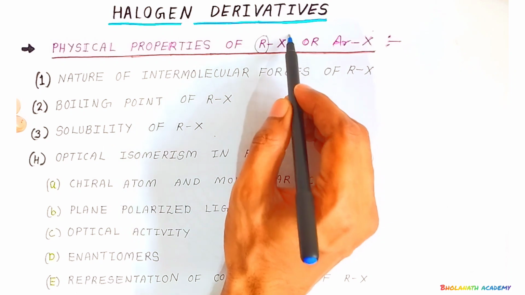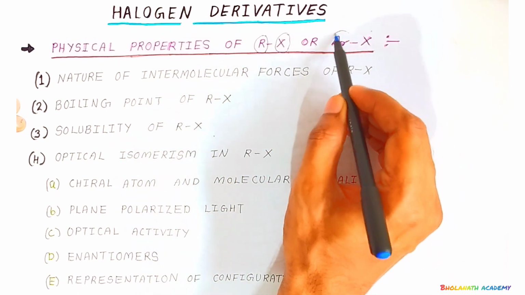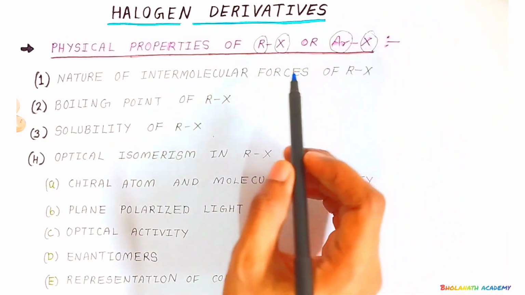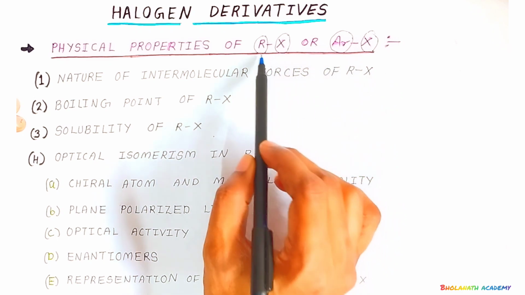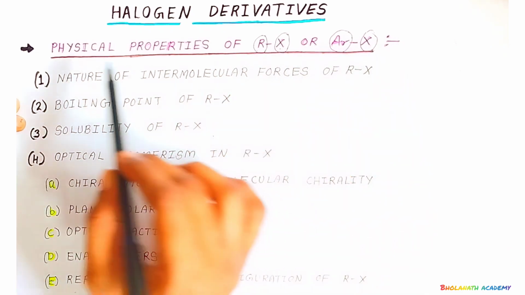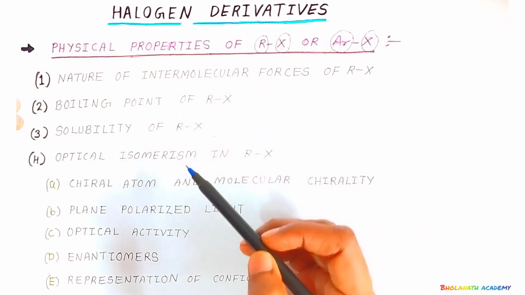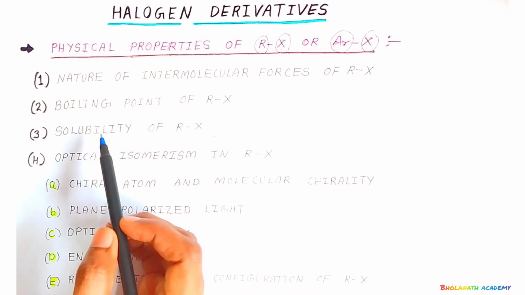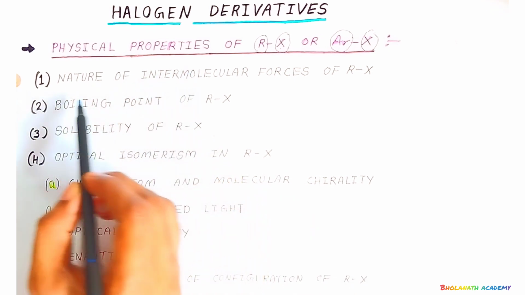R stands for alkyl, X stands for halide. Here this is aryl and this is halide. Okay students, so we have two types of halides, alkyl halide and aryl halide. Their physical properties we are going to see in this video. Here we are going to see four physical properties.